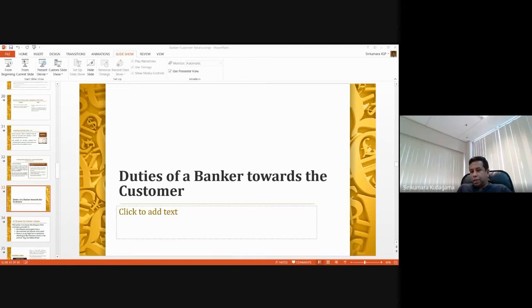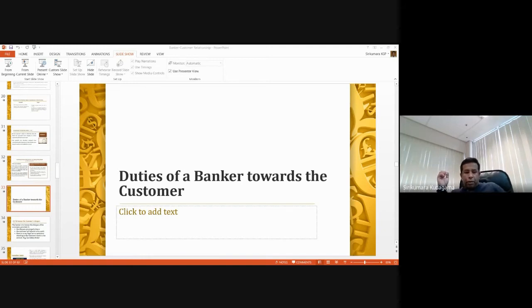In those circumstances, even if the customer comes to the bank and wants to obtain money by way of a check or something, the bank is not bound to pay because there is a valid court order. This is only an example.